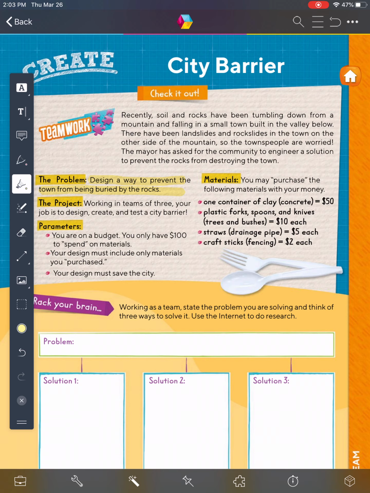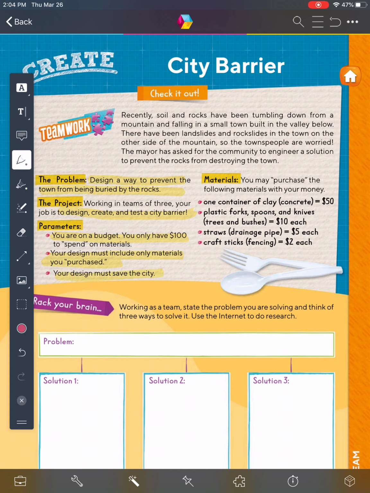Okay, so you're going to work individually to design, create, and test a city barrier. We have some parameters here that I'm going to change a little bit. You're supposed to have a budget of 100 pesos to spend on materials, but since we are asking you to stay at home and not to go out, I'm going to ask you to find things that you have at home. So your design must include only materials you have at home, not purchased, okay? And your design must save the city.